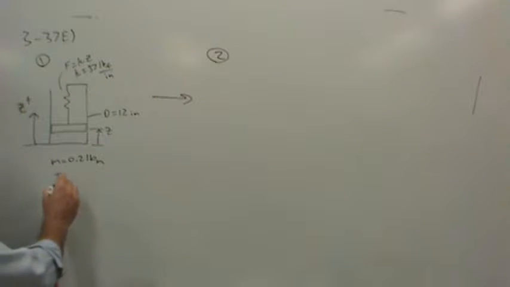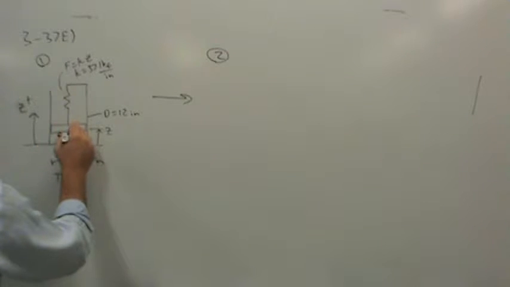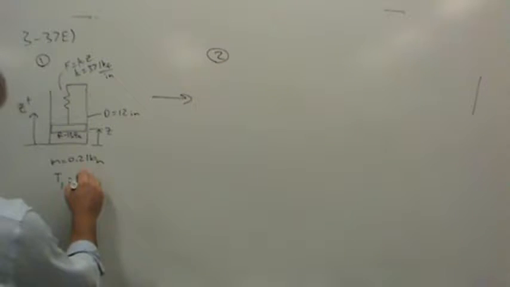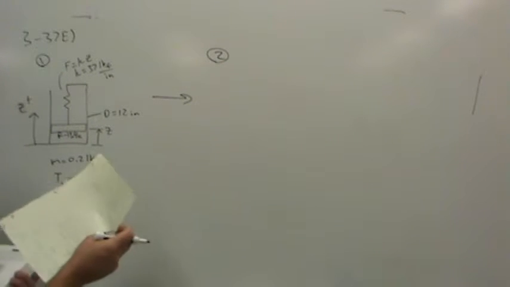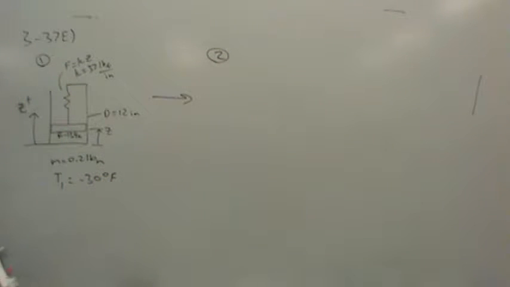So let me write T1. Notice I didn't write M1. Why would I not write M1 and M2? Because the mass doesn't change. It's a sealed system, right? So let's not forget that this is R134A, and the mass in the system is constant. Anyway, the initial temperature is negative 30 degrees Fahrenheit. And they tell us that the quality is 80%.